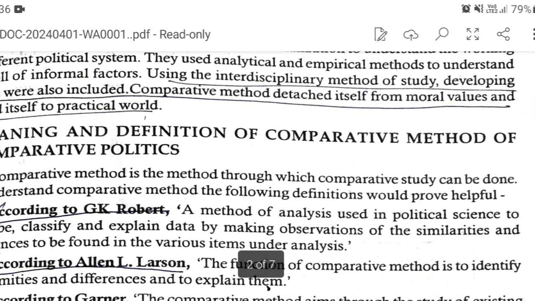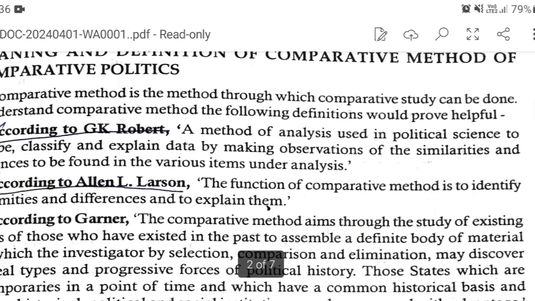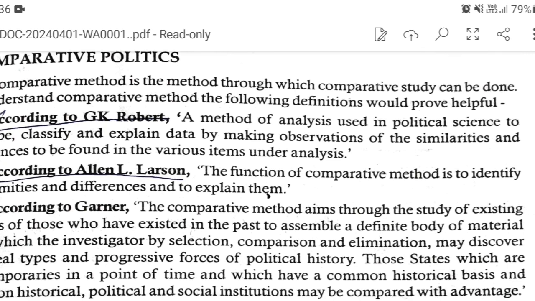Then these are the two definitions. According to G.K. Roberts, it is a method of analysis used in political science to classify, describe and explain data by making observations of the similarities and differences to be found in various items under analysis. After the introduction, you can write these two definitions. It will fetch you good marks. Then, according to Alan L. Larson, the function of the comparative method is to identify uniformities and differences and to explain them.